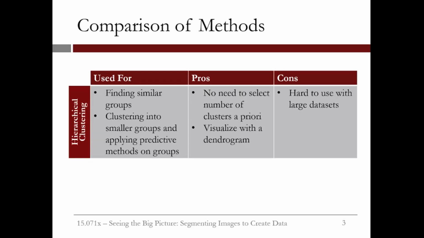This week, we learned hierarchical clustering, which is used to find similar groups. An important aspect of clustering data into smaller groups is that we can improve our prediction accuracy by applying our predictive methods, like logistic regression for instance, on each cluster. We expand on this cluster then predict idea in one of our homework problems.